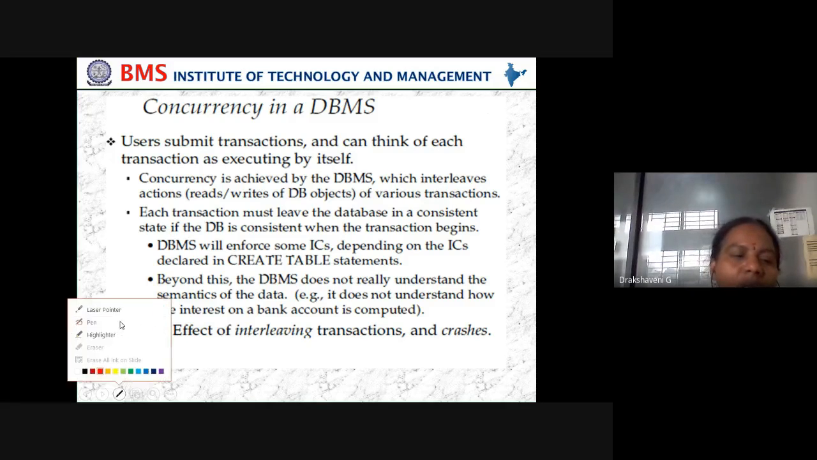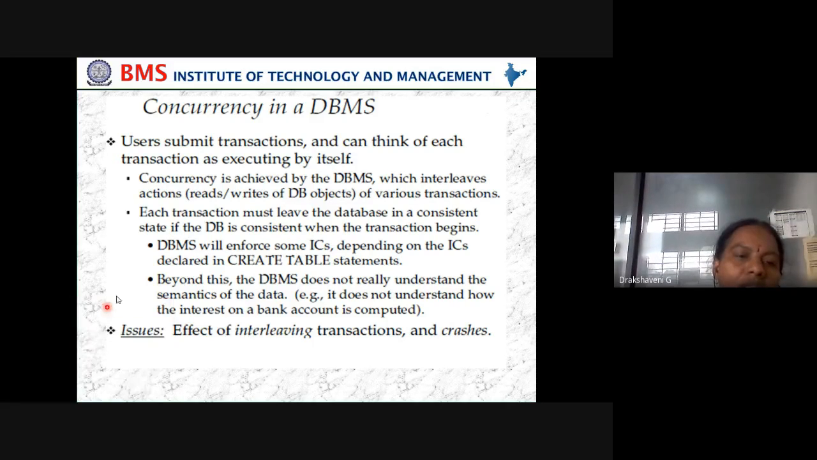So what we are doing: each transaction must leave the DBMS in a consistent state if the DB is consistent when the transaction begins. The DBMS will enforce some integrity constraints, depending on what is declared in the create table statement. Beyond this, the DBMS does not really understand the semantics of the data.